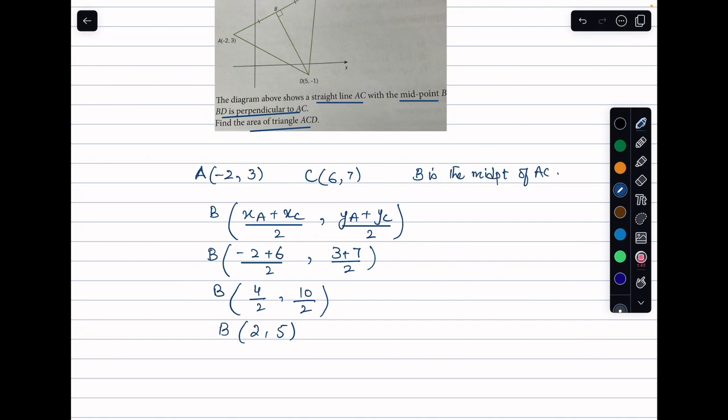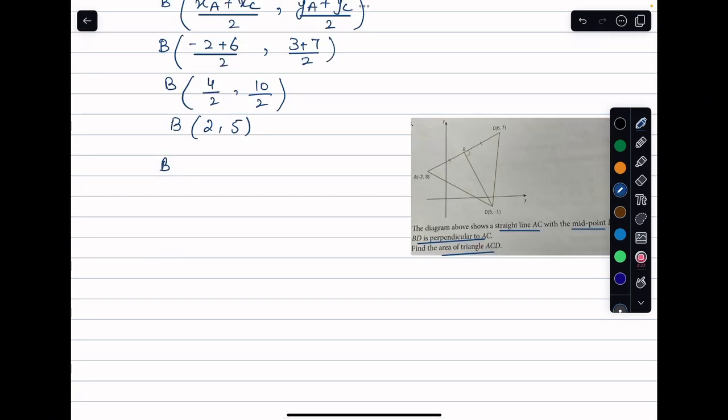AC was a straight line, B was the midpoint. So I have the midpoint coordinates of B here. Now the second thing is BD is perpendicular to AC. So now with further information, I know that they are asking for the area of the triangle ACD.